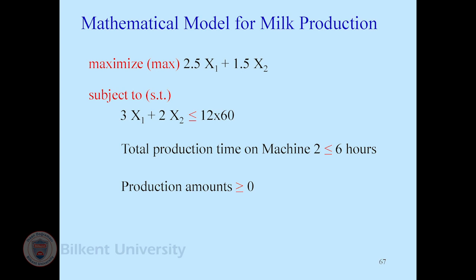So this is the first representation of the physical limitation. Their sum shouldn't be more than 12 times 60, okay? Because machine 1 is only available 12 hours.